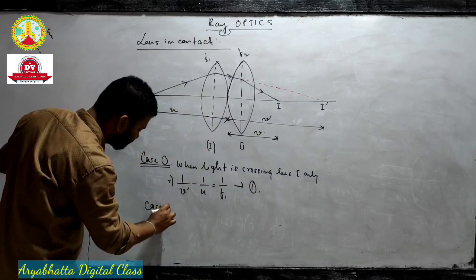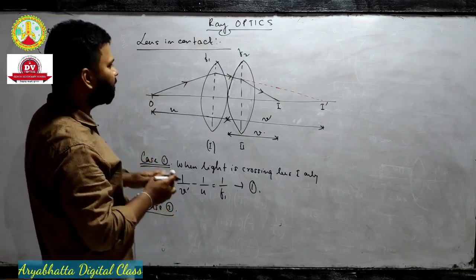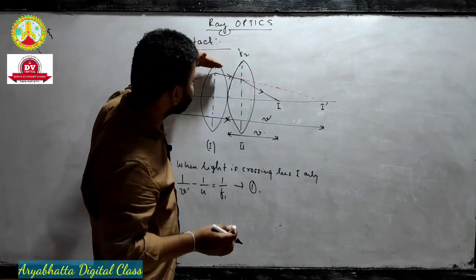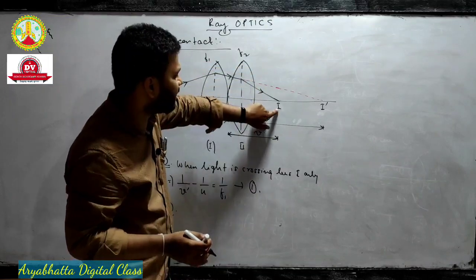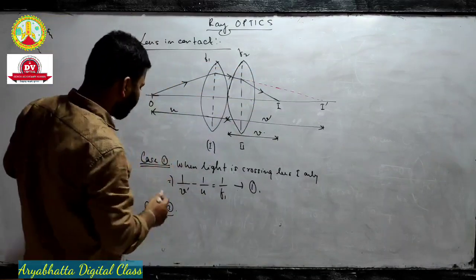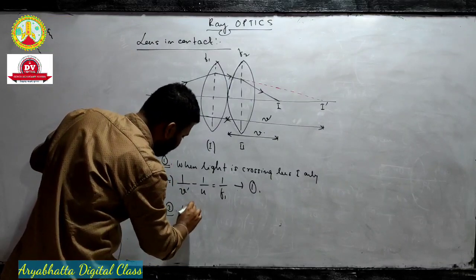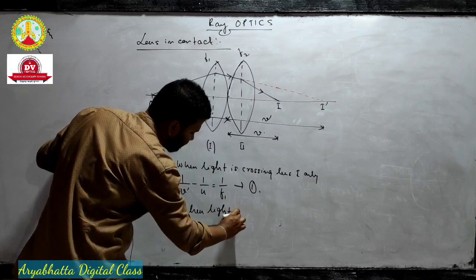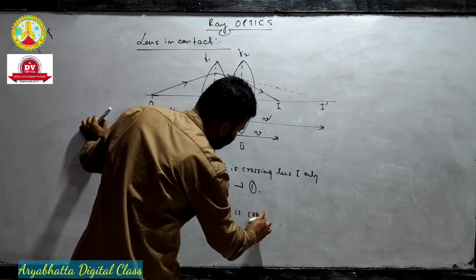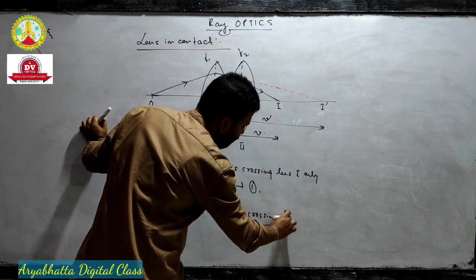Case 2. Now you forget about this lens. The light ray is crossing only lens 2. So the light ray will deviate further. Finally the image will form at this position. So what we will write here, when light is crossing lens 2 only.